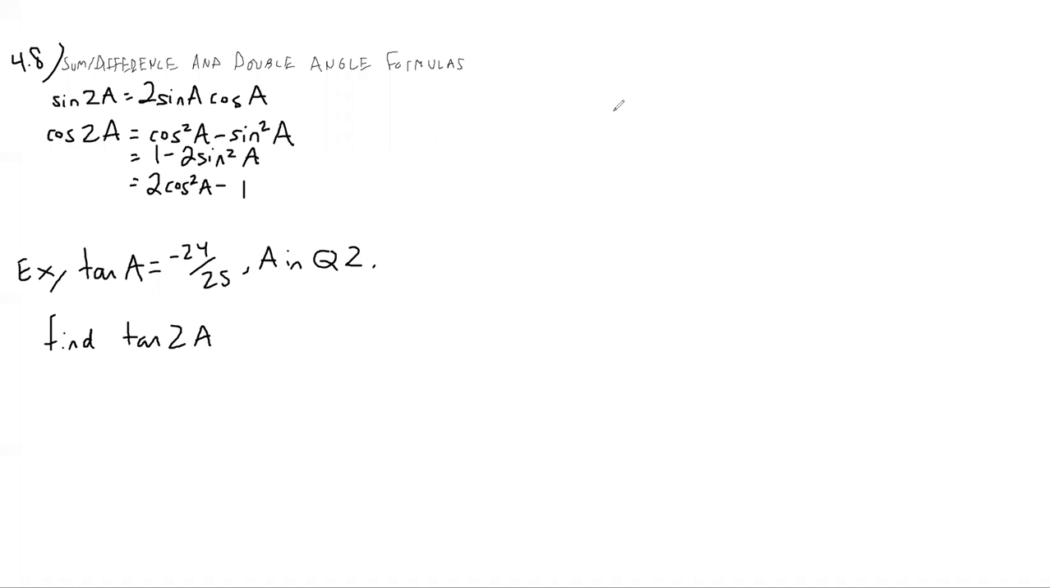Okay, so some problem that we can do with this, we're given here that tan of a is negative 24 over 25, and a is in quadrant 2. And so we want to find tan of 2a. There is a formula that we could use for the double angle on tan, but I don't want to know more formulas than I have to, so I'm just going to split tan 2a into sine over cos, so sine 2a over cos 2a. And then I should be able to just use the formulas that I'm given there.